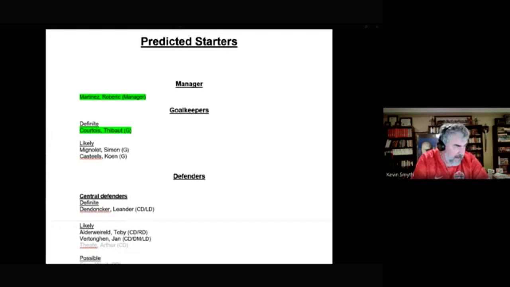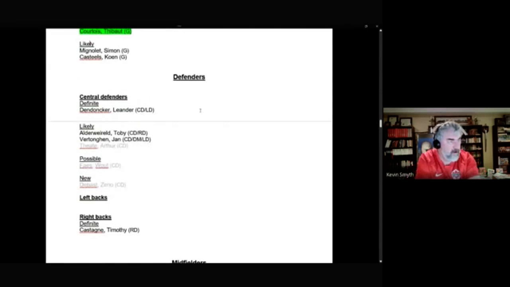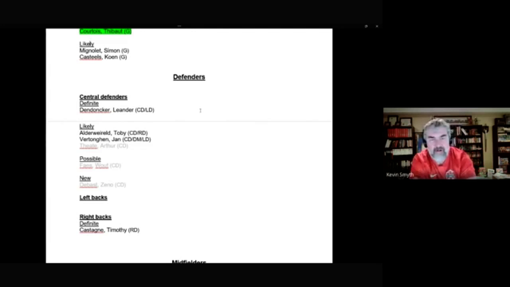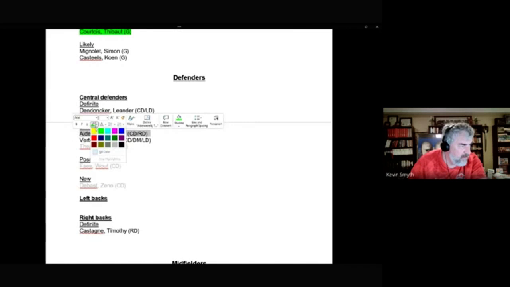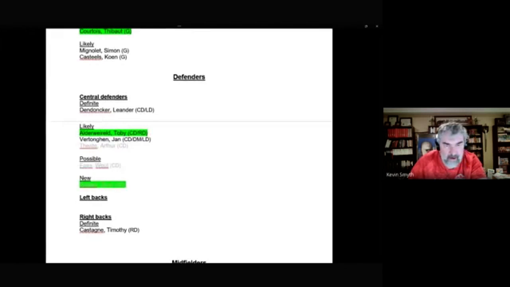Central defenders. The candidates are Leander Dendoncker, Toby Alderweireld, Jan Vertonghen, Arthur Theate, Wout Faes, and newcomer Zeno Debast. And we had Alderweireld and Vertonghen as starters, but we couldn't nail down the third player, the right side central defender. And it seems like the manager couldn't either, and brought in Debast, because he played that position in those three September and November games. So that's a fairly clear signal to us that the manager intends to use him. So we're going to say Alderweireld and Debast are starters. Debast really making his way in quickly and suddenly.